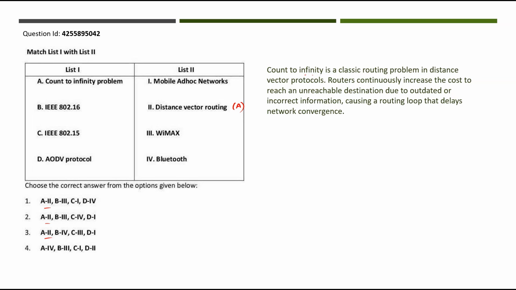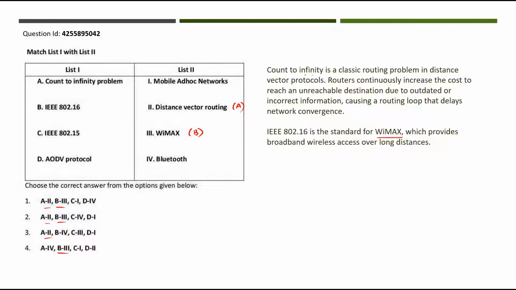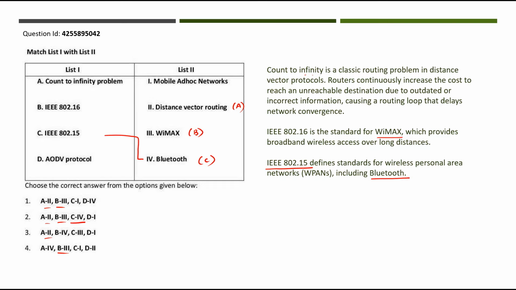Infinity in the sense that the destination is unreachable. Next we'll get into IEEE 802.16 and 802.15. IEEE 802.16 is the standard for WiMAX, which provides broadband wireless access over long distances. B will be mapping to 3. It is also available in 3 of the options. What about IEEE 802.15? This defines the standards for wireless personal area networks, including Bluetooth. C will be mapping to 4. C is mapping to 4 only in one of the options. Option number 2, A2, B3, C4, D1 will be the right answer.